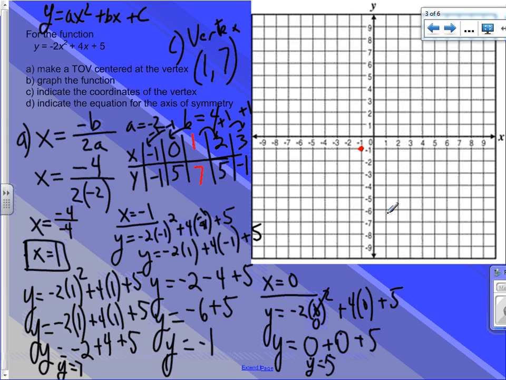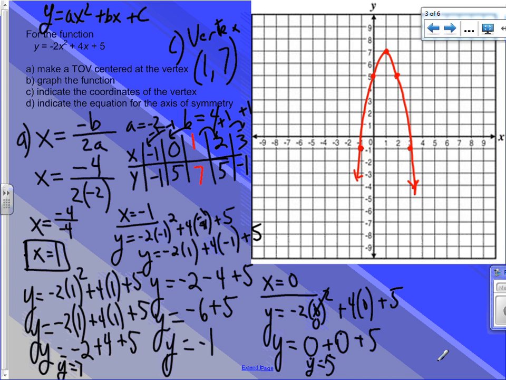All right, negative 1, negative 1. 0, 5, 1, 7. And then we had 2, 5. And then 3, negative 1. Here are the 5 points from our table, and what we want to do now is connect these points, making a nice U-shaped curve. Okay, you know, connect them as best as you can. Hopefully you do a better job at connecting than I'm doing with this smart pen.